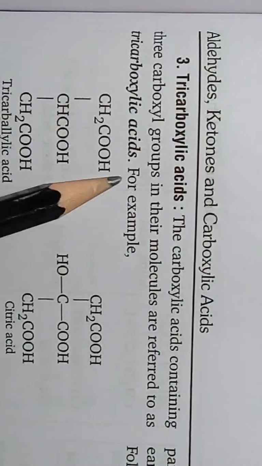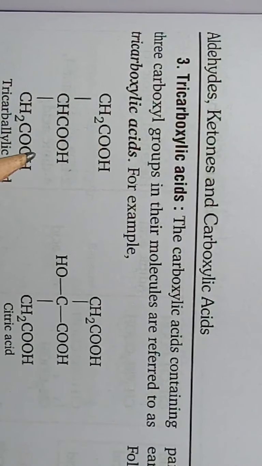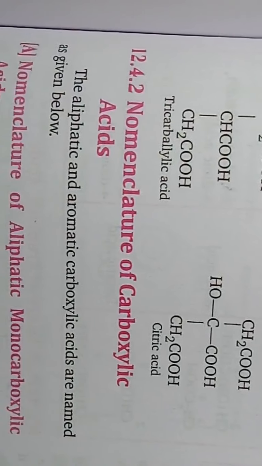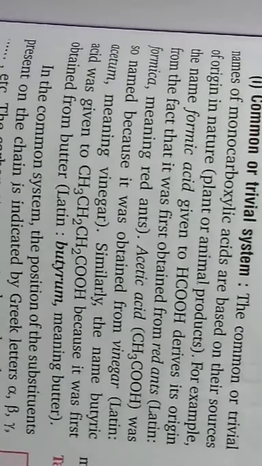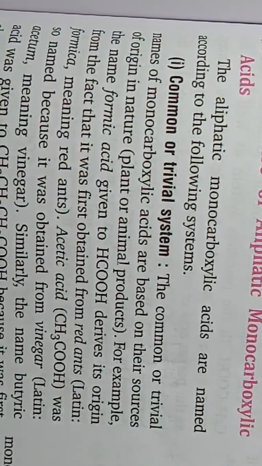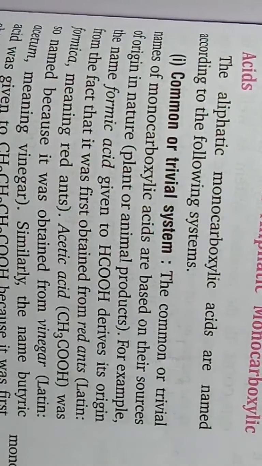tricarboxylic acids have carboxylic groups more than 2, means 3. So these are the classification on the basis of the number of carboxylic groups. Then nomenclature, as I told you already, the suffix oic acid is used, so only IUPAC naming is there.